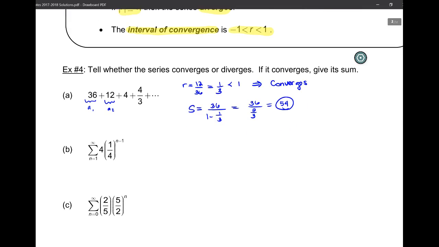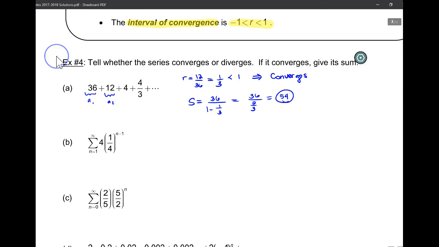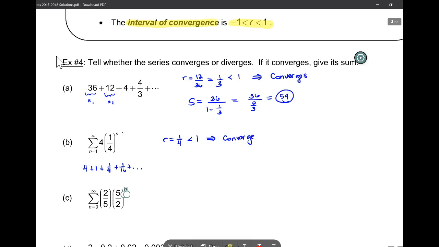Okay, part B. So now this one is written in summation notation. If it's difficult for you to see what the parts are, you can actually just write out some of the series. So this is going to be 4 plus 1 plus 1/4 plus 1/16, and so on. Or you can just see this is to a power of n minus 1. So our common ratio is actually just going to be 1/4. So that is less than 1. Therefore, we know it converges, and we can find the sum.